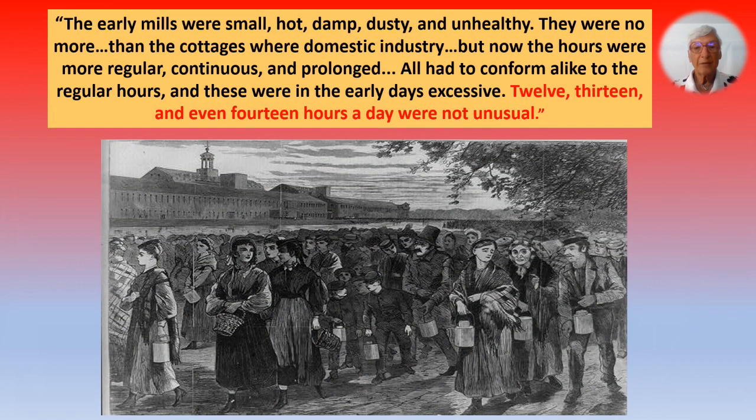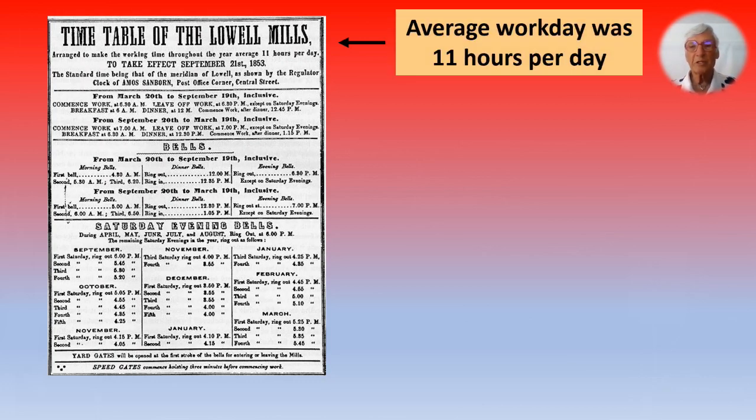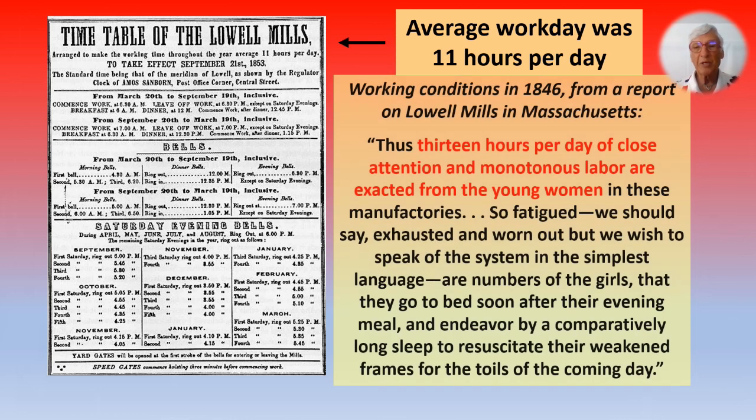The early mills were small, hot, damp, dusty, and unhealthy. They were miserable places. 12, 13, and even 14 hours a day were not unusual. Average work day was 11 hours per day. 13 hours per day of close attention and monotonous labor are extracted from many young women in these manufacturers. They would be so fatigued that they would simply come home, eat quickly, and collapse into bed, and get up and renew the whole thing the next day.